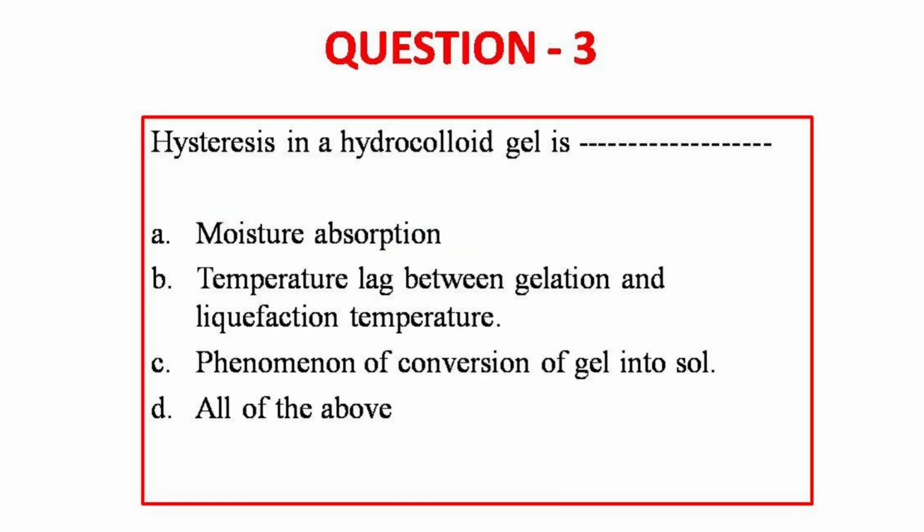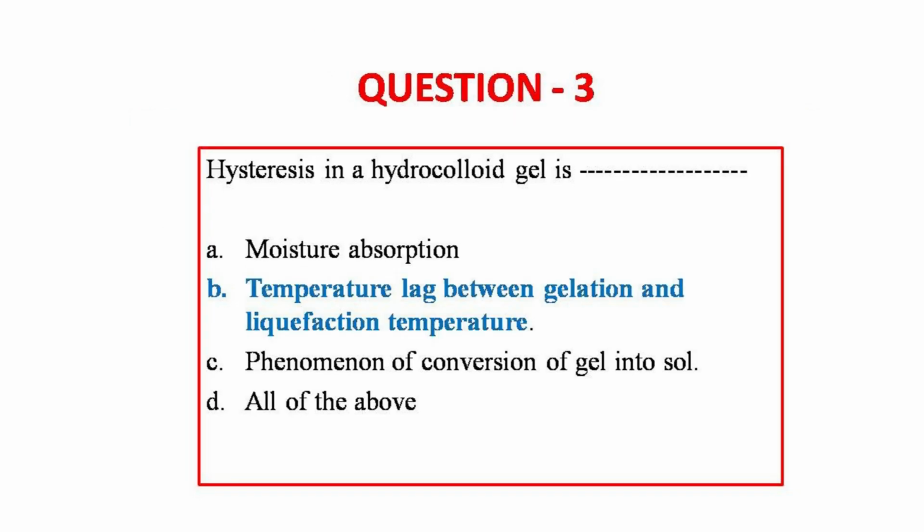So moving on to question number 3. Hysteresis in a hydrocolloid gel is, they've given us 4 options. The answer is temperature lag between gelation and liquefaction temperature. See, unlike the common phase changes of water that freezes, melts, boils at the same temperature, reversible hydrocolloids do not melt at the same temperature at which they gel. So that is called hysteresis.